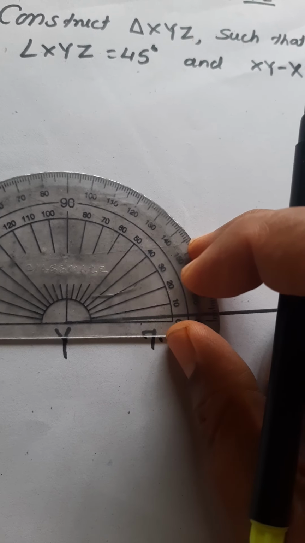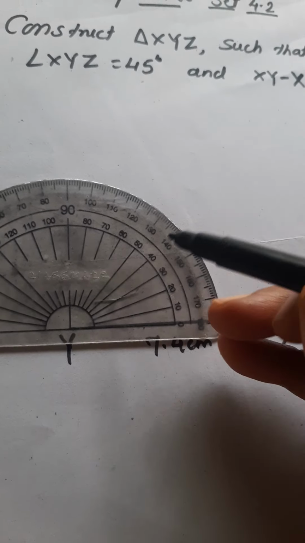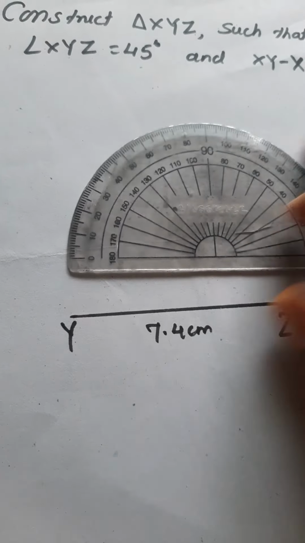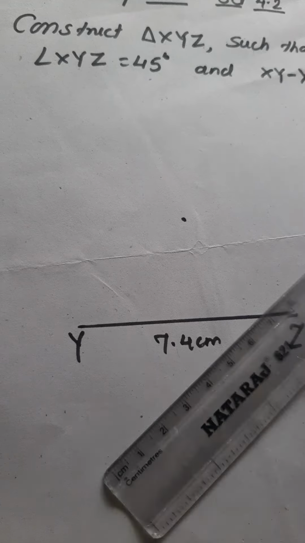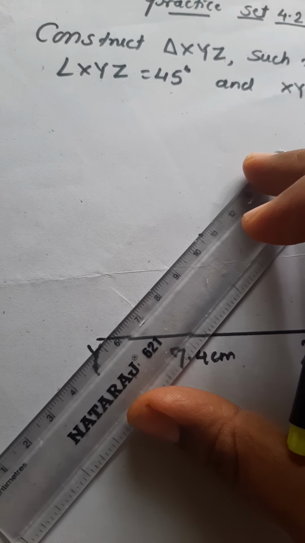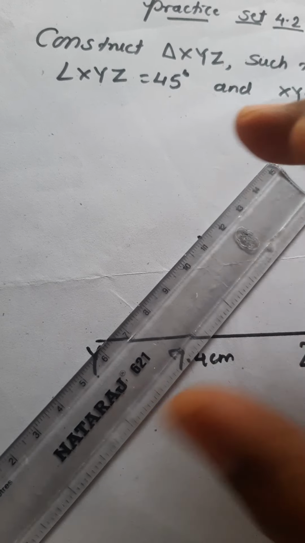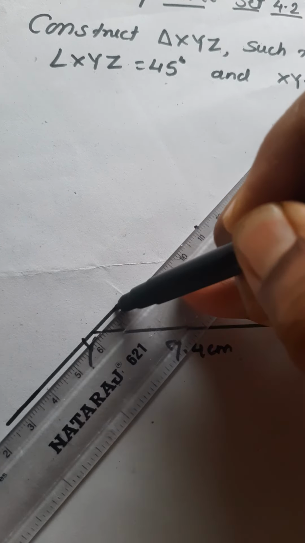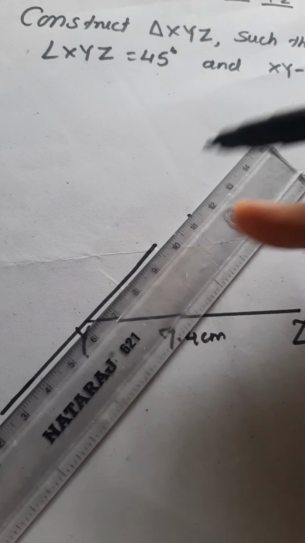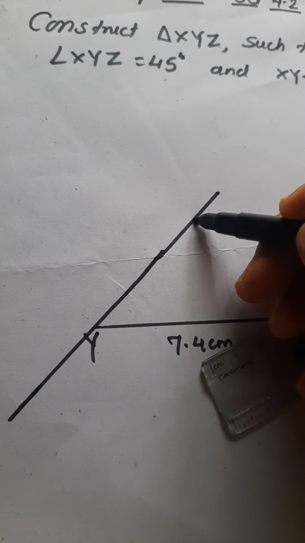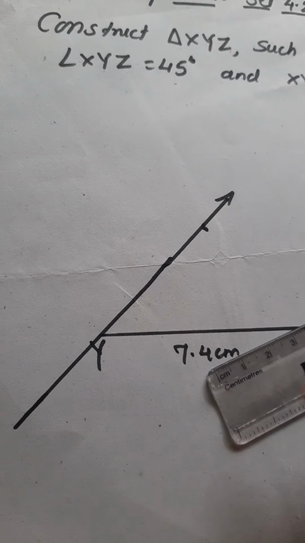I will take here this angle Y as 45 degree, in between 40 and 50, here is the 45 degree. Now what we will do here, we will draw the line of 45 degree, but we have to extend it downwards. Why downwards? Because in the question a negative is given.